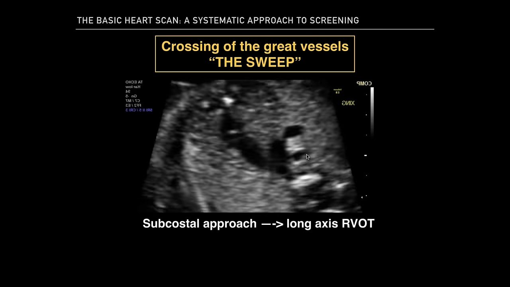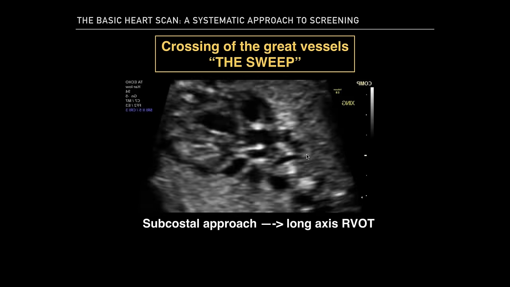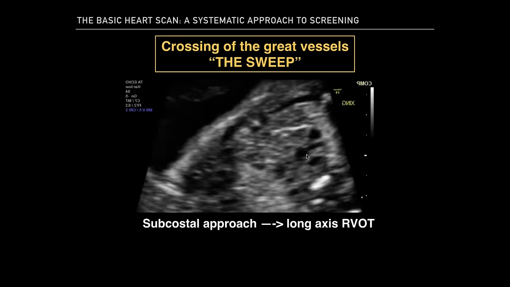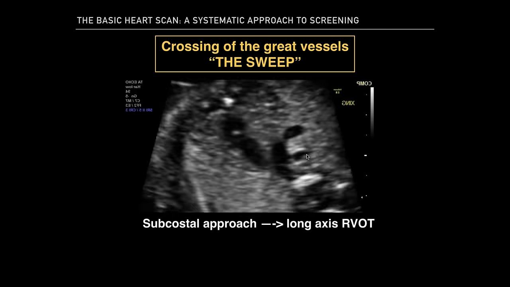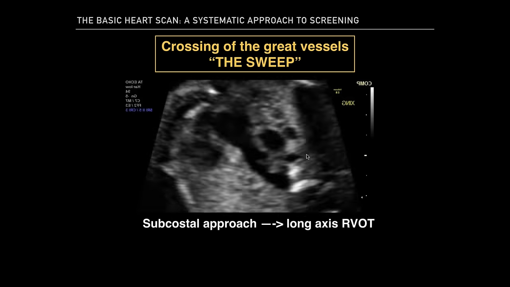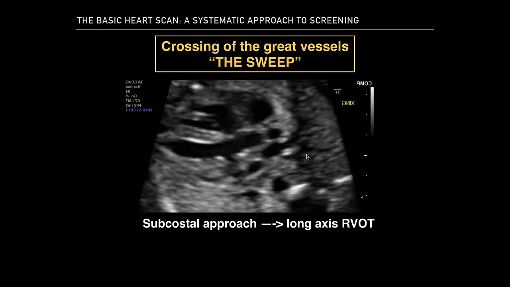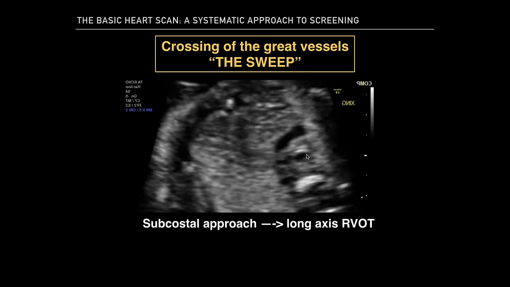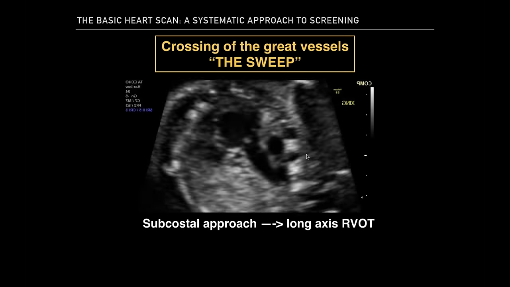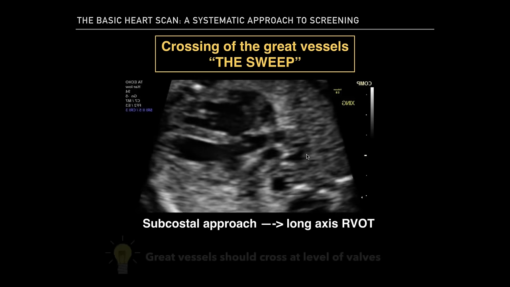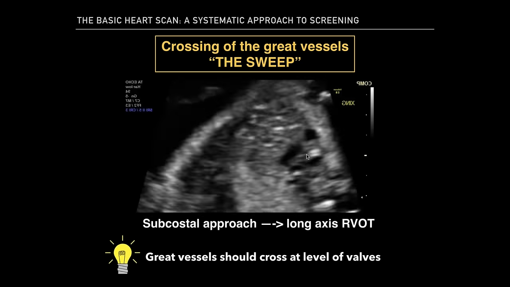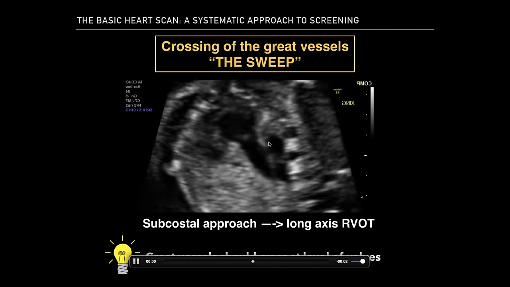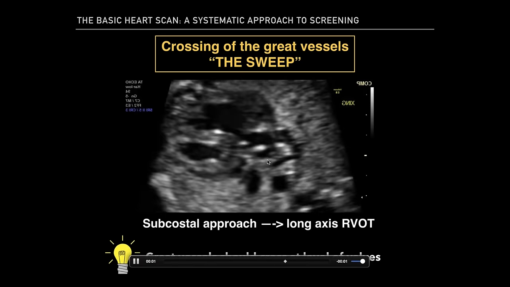So here is a sweep, crossing of the great vessels, otherwise known as a sweep, starting in the subcostal view and going into the long axis of the right ventricular outflow tract. So in the sweep technique, you can verify the crossing of the great vessels at the level of the valves. And you can also visualize the valves clearly and see them moving freely. So another tip, great vessels should cross at the level of the valves. And we'll actually break down this clip as it is moving kind of quickly here.